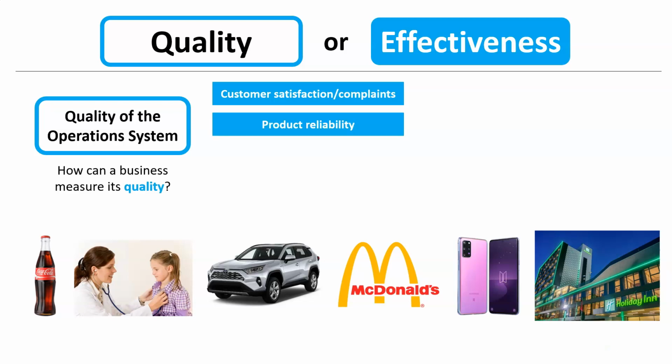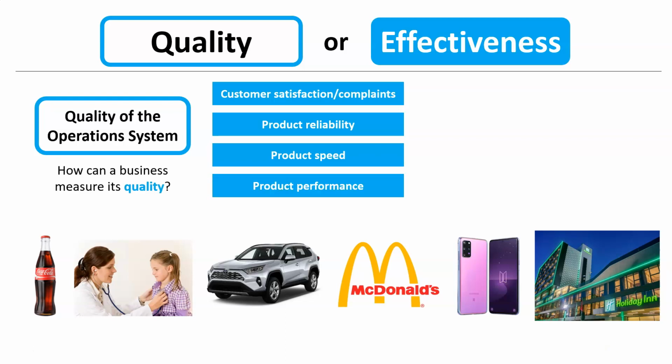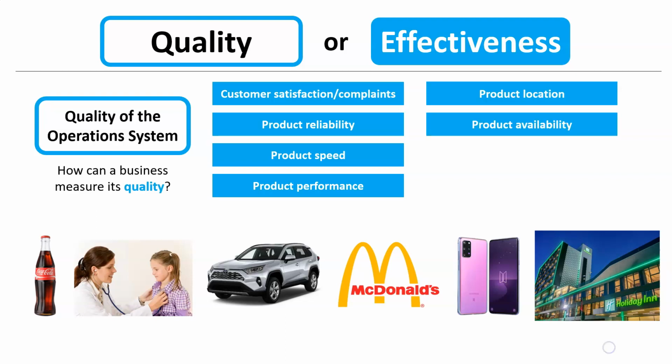Could be the reliability of the product, particularly with a car. Does it break down? Does it last? The speed, not just the speed of a car, but say the speed of the service at McDonald's. The product performance, does the Galaxy last a long time? Does the battery stay charged for a long time the older it gets? Product location, that's a big one for McDonald's. They're everywhere. That is part of their quality. You can find them even when you're not looking for them.